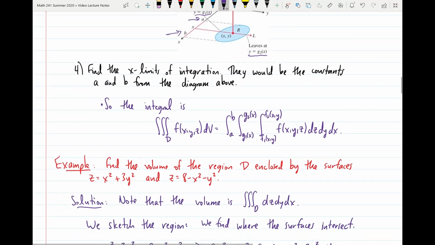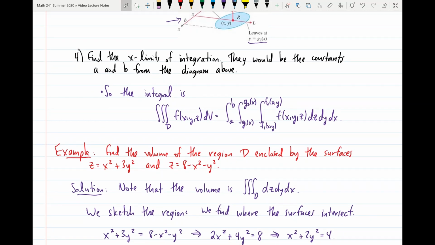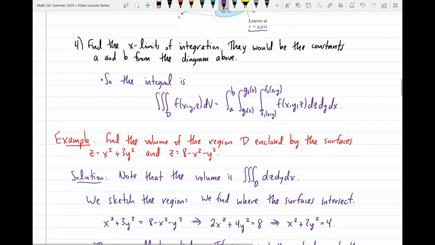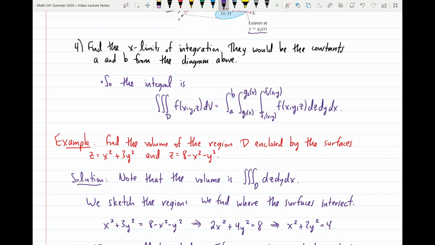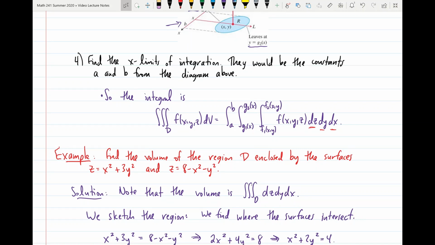So at the end of the day, the triple integral of f of x, y, z over the region D is equal to the following iterated integral. We have the integral from a to b of the integral from g sub 1 of x to g sub 2 of x, of the integral from f sub 1 of x, y to f sub 2 of x, y, of f of x, y, z, dz, dy, dx. So notice here that the order in which we list dz, dy, and dx matches our order of integration.